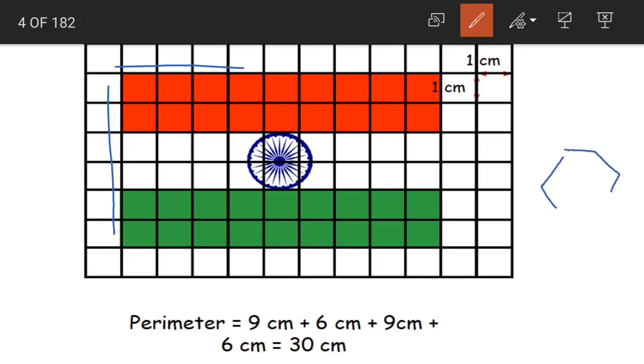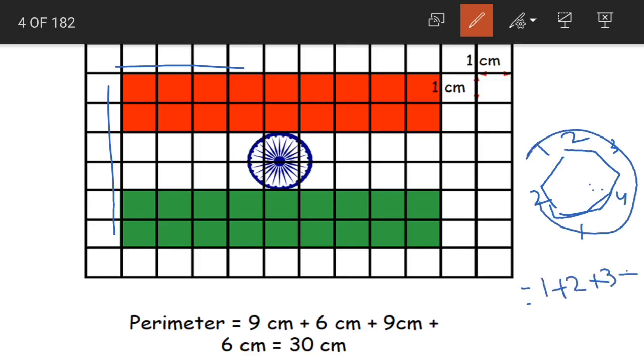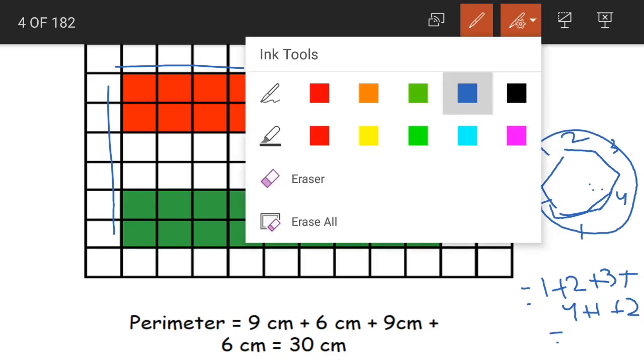Suppose if I have a shape like this, and I have given the lengths of the different sides. Now how do we find out the perimeter of this shape? It's very simple. Just add all of these together. 1 plus 2 plus 3 plus 4 plus 1 plus 2. When I add the length of all the sides, I will get the perimeter of the given figure.